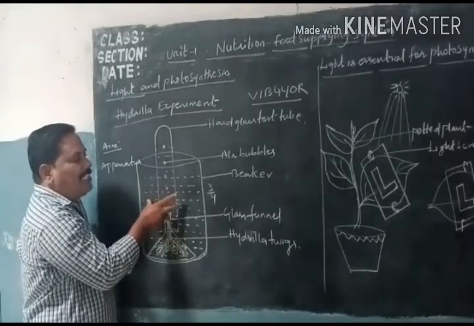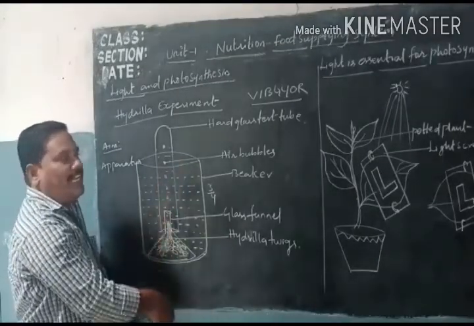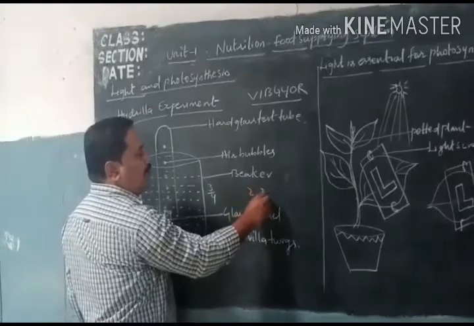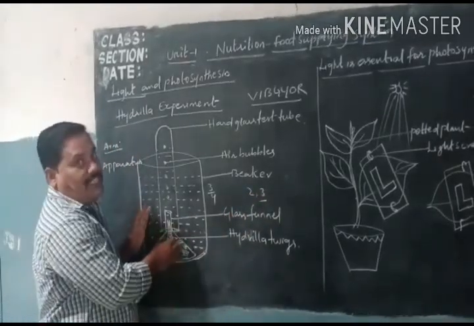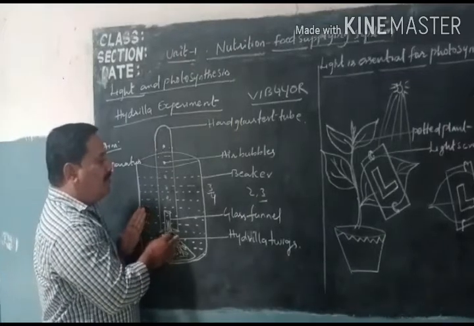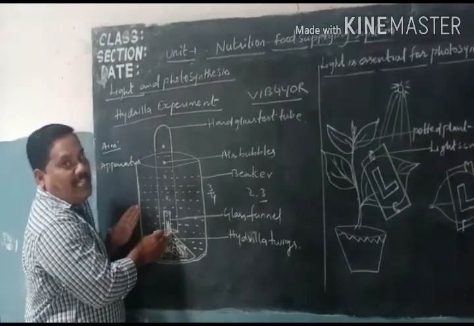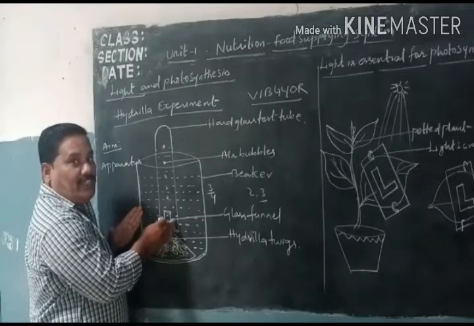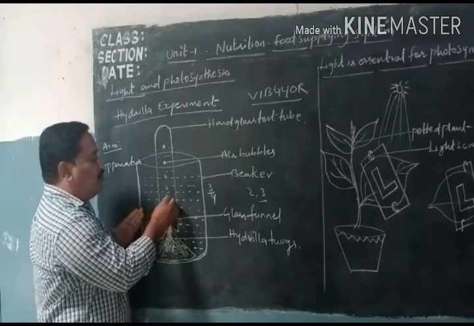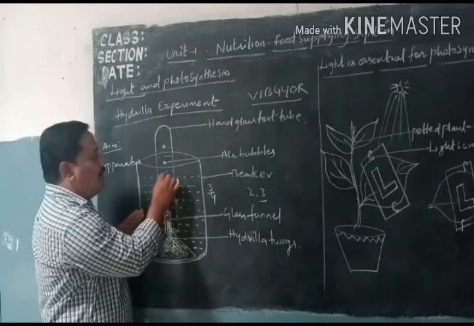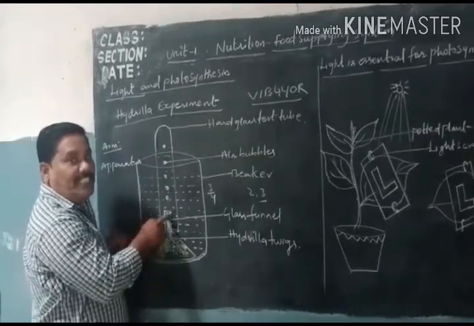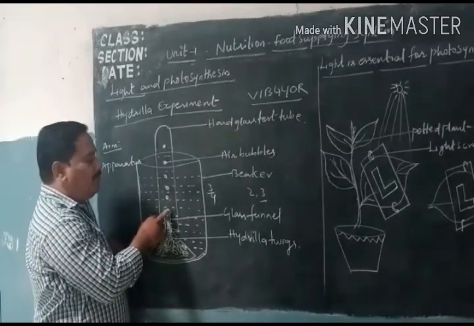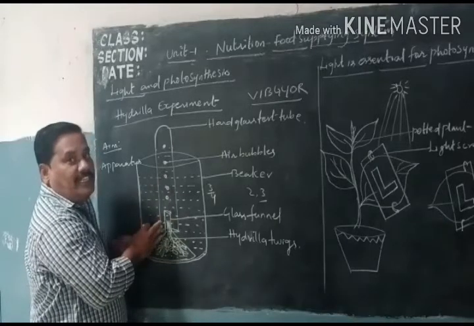Now this experimental setup is kept in the sunlight for two to three hours. After two to three hours, what do you observe in the hard glass test tube? In the test tube we observe air bubbles are released. What is released here? Air bubbles.